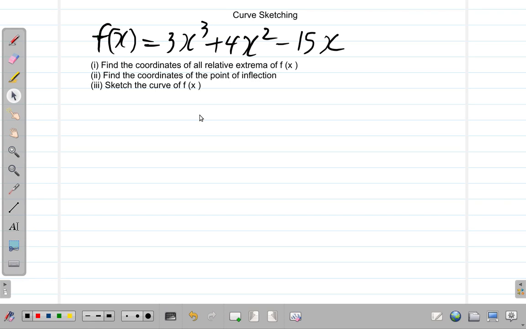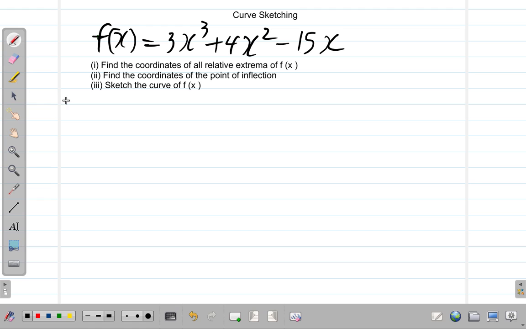Let's look at this function. f(x) equals 3x cubed plus 4x squared minus 15x. You should find the coordinates of all relative extrema. That means you're going to find the coordinates of the minimum and maximum points. You should find the coordinates of the point of inflection and sketch the curve. Alright, so let's go. The coordinates of all relative extrema.